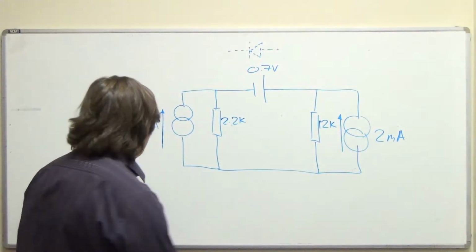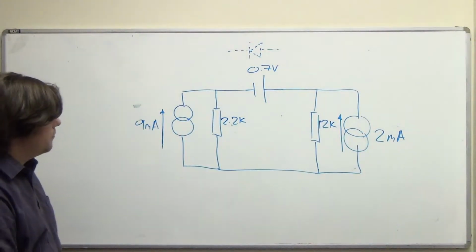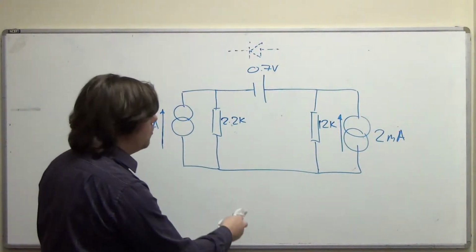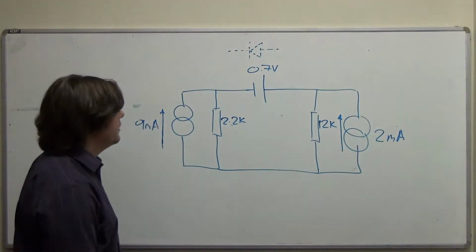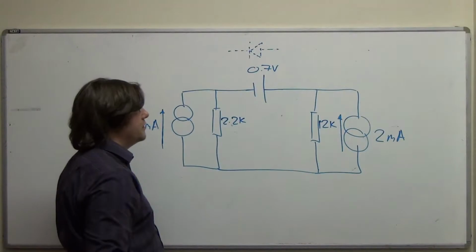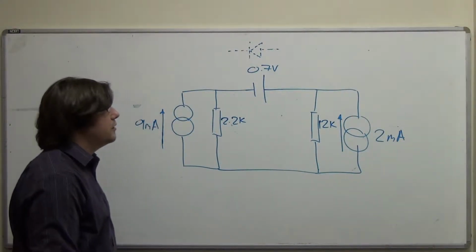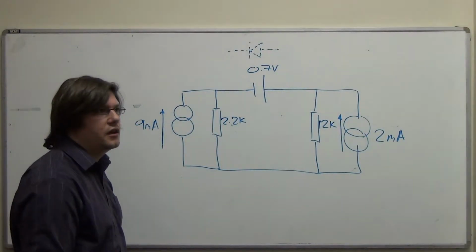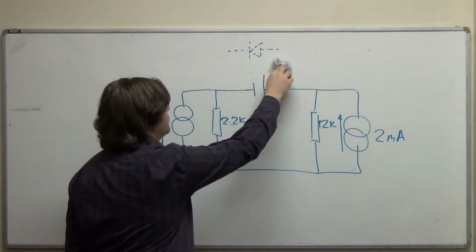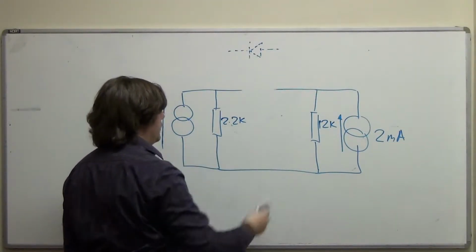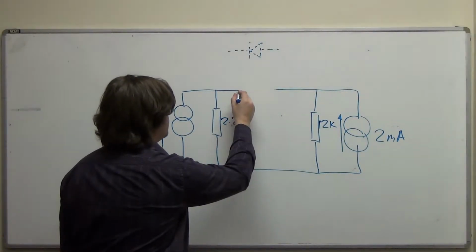So we'll start with the 9 milliamp source, and therefore we will switch off the 0.7 volt source and the 2 milliamp current source. Now, because we are switching this voltage source off, we have to replace it with its internal resistance, and because this is a voltage source, that is 0 ohms. So that's going away, and in its place goes 0 ohms, which is a straight line.